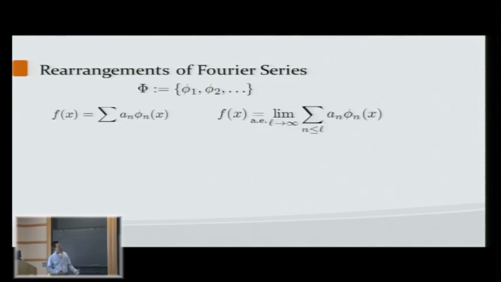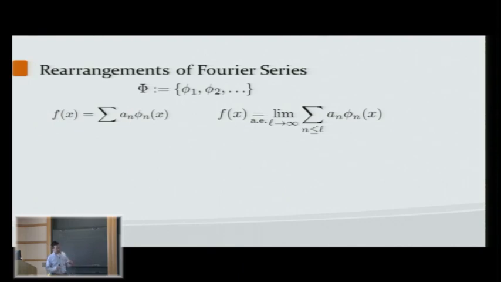And so a natural question to ask is, if I just take the limit of the partial sums of the Fourier expansion of this function, does this converge to the function? And you can only hope for this to be true almost everywhere. So in the case of the trigonometric system, it's a very deep and famous theorem of Carleson that this actually does converge to the function almost everywhere if the coefficients are in L2.